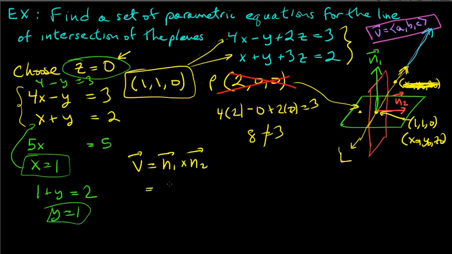Which one is which doesn't matter, because you'll get a vector maybe pointing in the opposite direction, but either way, it's fine. So n1 will be 4, negative 1, 2. Those are the coefficients of the first equation. And then n2 will be the coefficients of the second equation, 1, 1, 3. So when you take the cross product of these, you should line them up as a determinant. But I think you get 1, 1, 3.